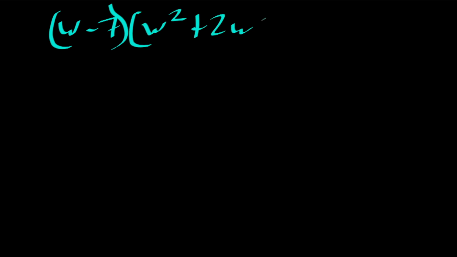So now let's make this a little bit harder. Let's look at w minus 7 times w squared plus 2w plus 1. Now, when we multiply this, we are going to actually be unable to use FOIL.